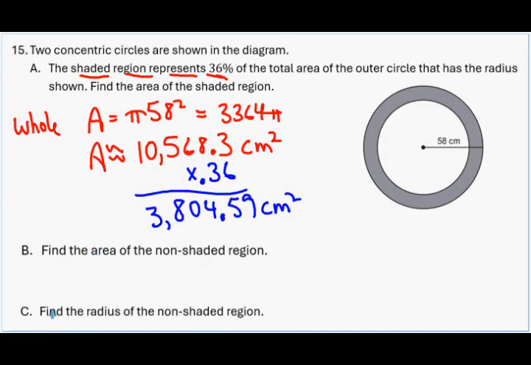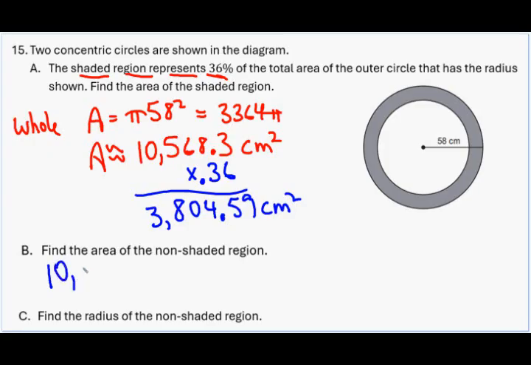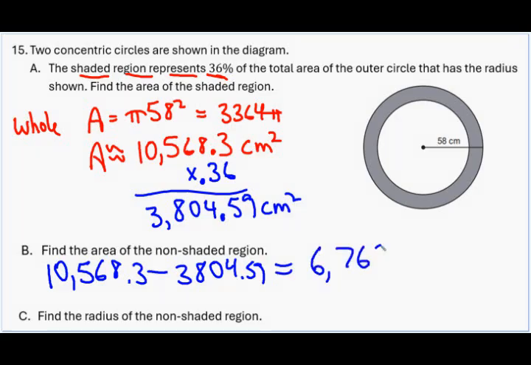Oh, well, the next one's pretty easy. Find the area of the non-shaded region. So we're going to take the whole area, the total area, and subtract what we just found. So it'll be the 10,568.3. We'll subtract the answer from above, 3804.59. The difference between those is 6,763.72 centimeters squared.